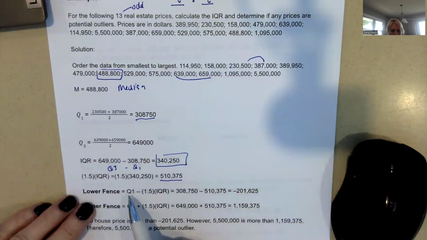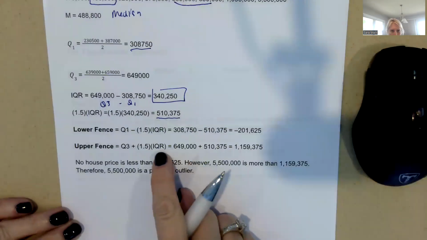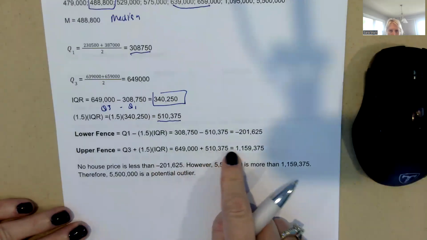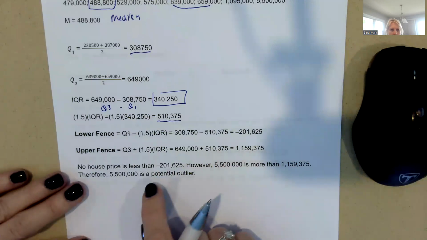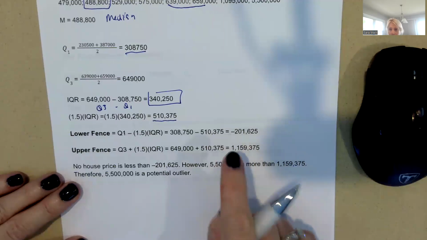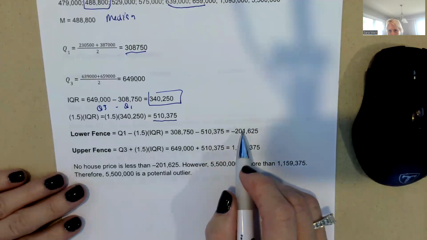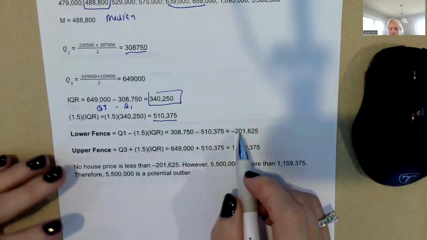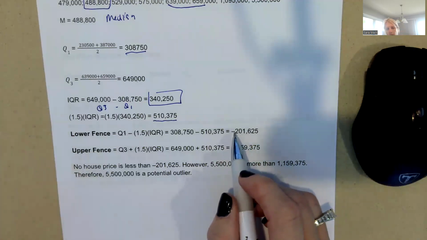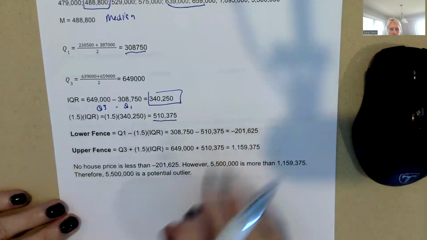Our lower fence is taking Q1 and subtracting that. So we get a negative value. And then our upper fence is taking Q3 and adding that 510,375, and we get our upper fence. So you'll notice that our lower fence is a negative value, and that's okay. It's just we know realistically we're not going to have a house price that's less than $0. So we're not going to have any home prices that are lower than the lower fence, and it is okay to have a negative lower fence.